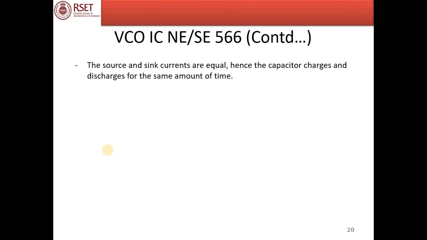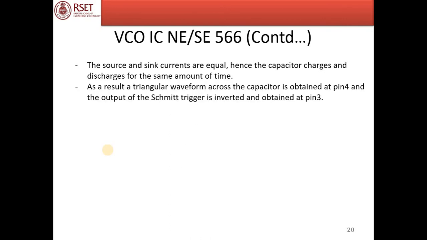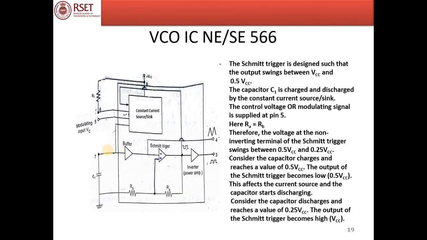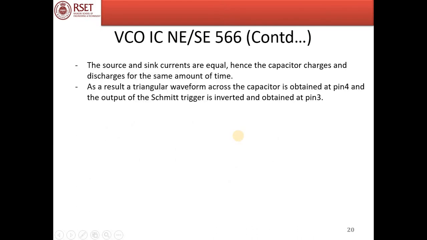Now, we know that the constant current source and sink are the same value. So the capacitor charges and discharges for the same amount of time. As a result, a triangular waveform is obtained across the capacitor at pin number 4. And the output of the Schmitt trigger is inverted and obtained at pin number 3.